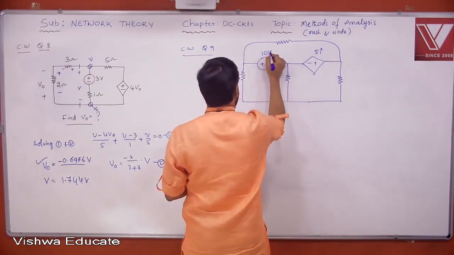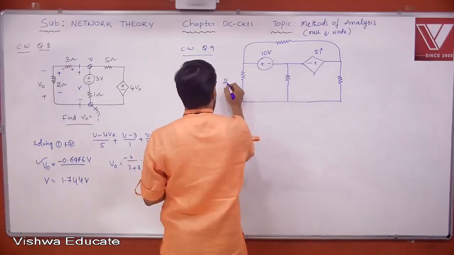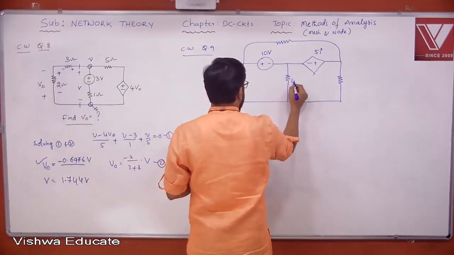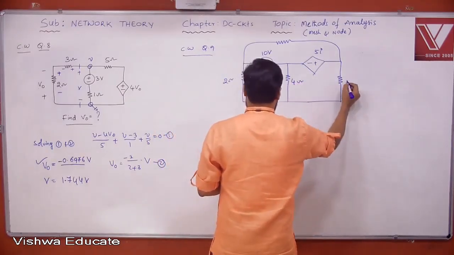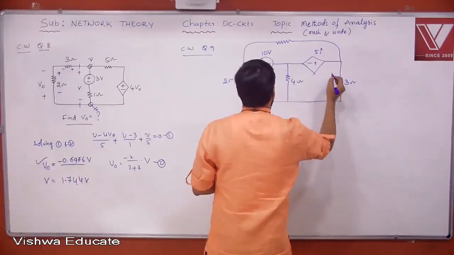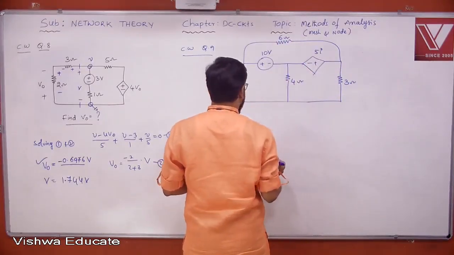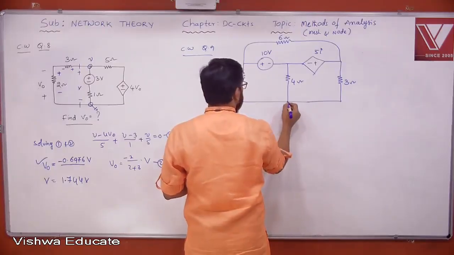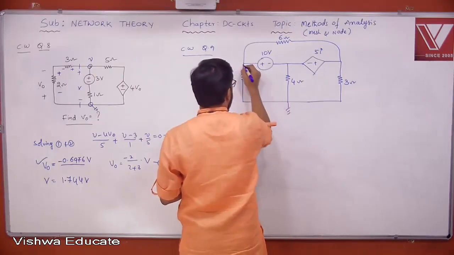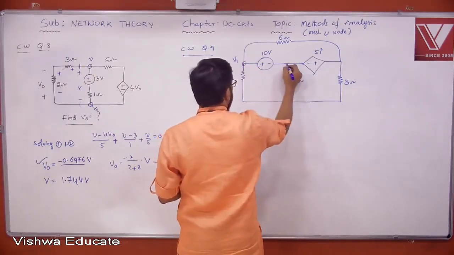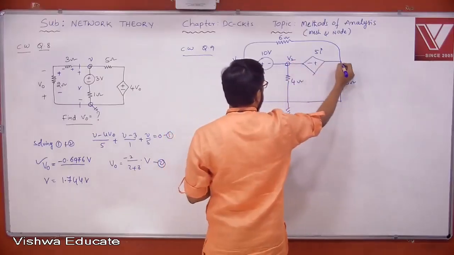10 volt, 2 ohm, 4 ohm, 3 ohm, 6 ohm. Okay, he's asking to find V1, V2, V3.